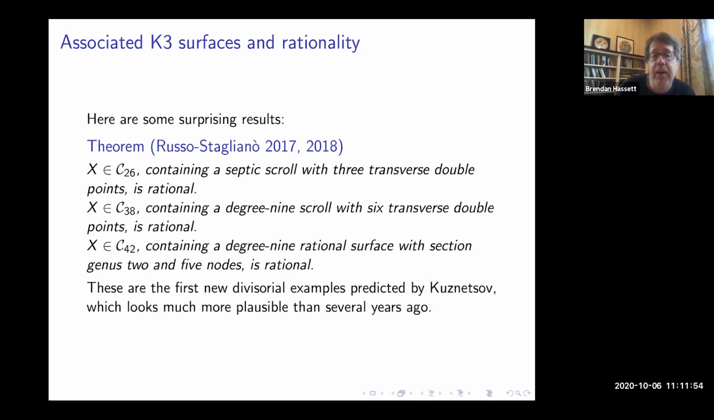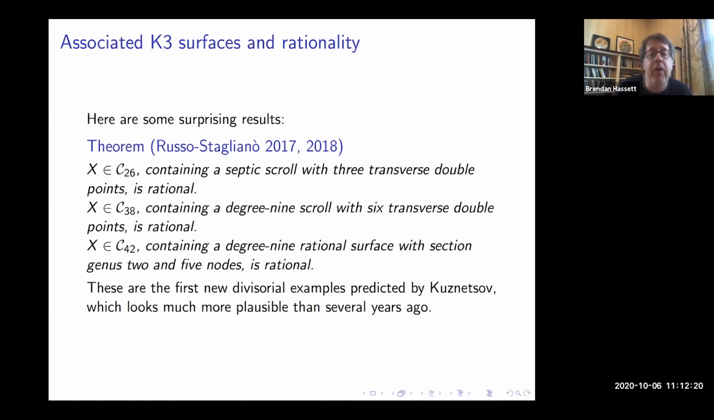There's another set of scrolls, ruled surfaces with 6 double points. And then for C42, the construction is a bit more intricate. It still involves a rational surface, but it's not ruled. And so the relationship between this and the hyperkähler structure on the variety of lines is less clear to me.